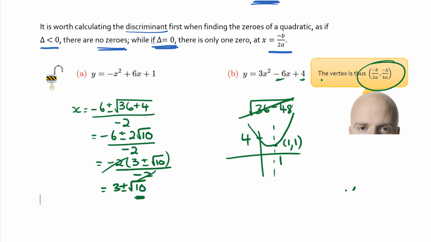You may want to think about this. I don't use it very often. In fact, I'd say never. But the vertex can always be found by this as well. I think it's quicker to find the x value of the vertex and stick it into this equation. But why do they say that the y value of the vertex is minus the discriminant over 4a? There's puzzle part 2 for tomorrow.